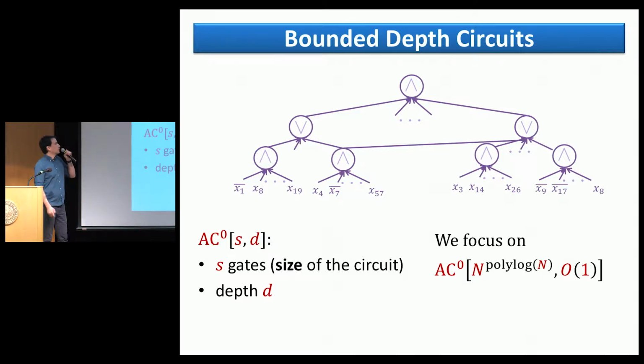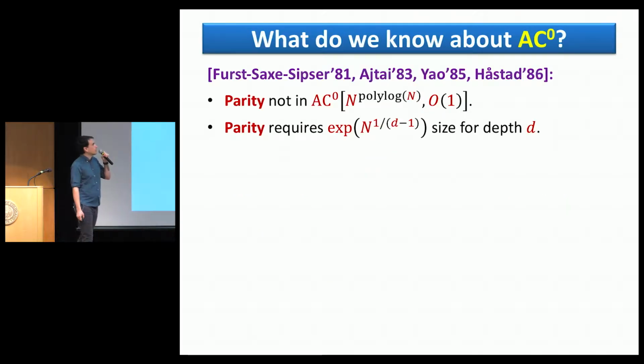All right, so we know quite a lot about this AC0 circuit. We know how to prove lower bounds. We know how to show that some distributions are pseudorandom against them. So let me tell you a little bit about the history. This was first studied by Furst, Saxe, Sipser, and then Ajtai, Yao, and Hastad. They were motivated by these oracle separations.